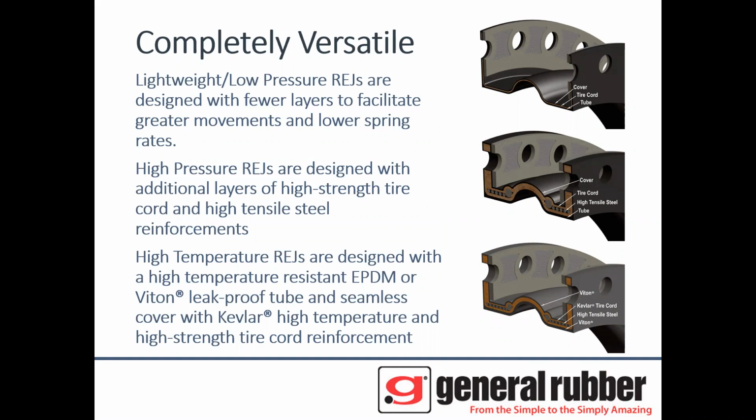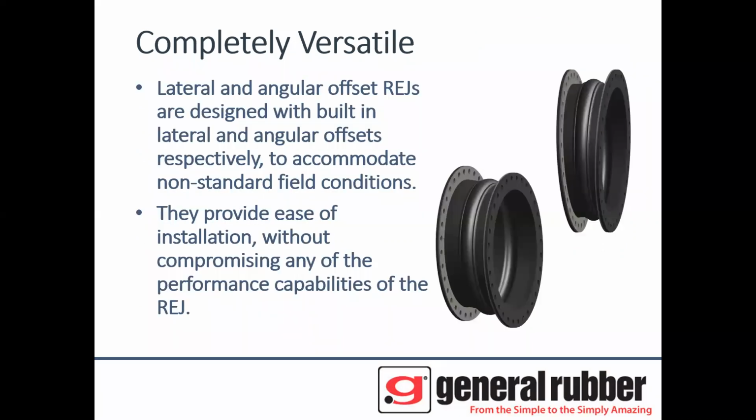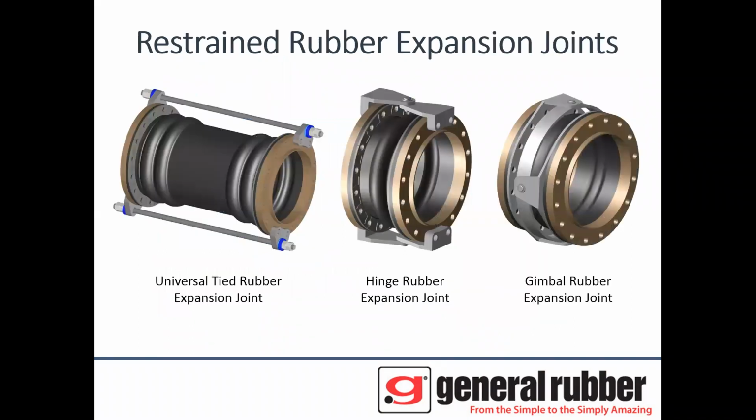They can be designed as high temperature by using EPDM, Viton, and a Kevlar fabric reinforcement. Additionally, they can be designed with built-in lateral and angular offsets, respectively, to accommodate non-standard field conditions. They provide ease of installation without compromising any of the performance capabilities of the rubber expansion joint.